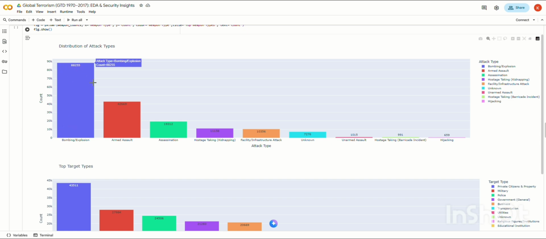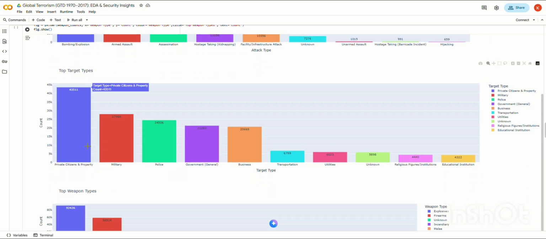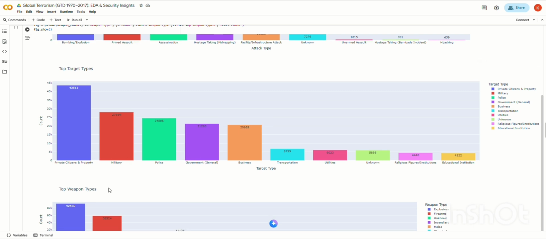Here, as you can see, bombing and explosion dominate the landscape, followed by armed assaults and assassinations. This indicates that terrorists rely heavily on methods that can cause mass destruction in crowded areas. Next, looking at the target types reveals that private citizens, military, police, and government institutions are the most frequently attacked. This mix reflects both symbolic attacks on authority and indiscriminate violence against the general population.